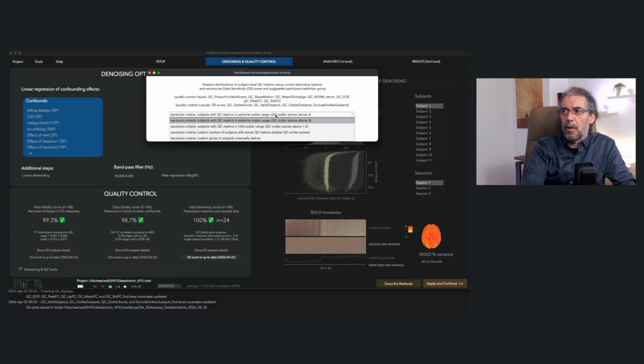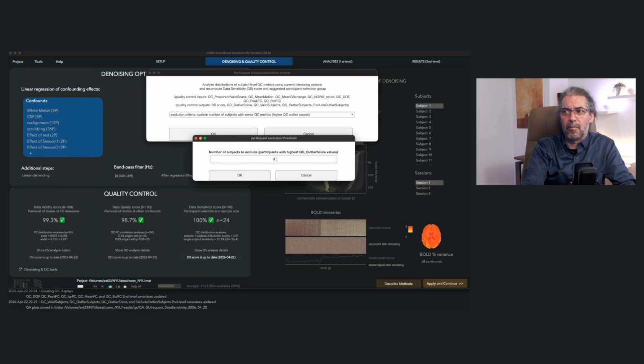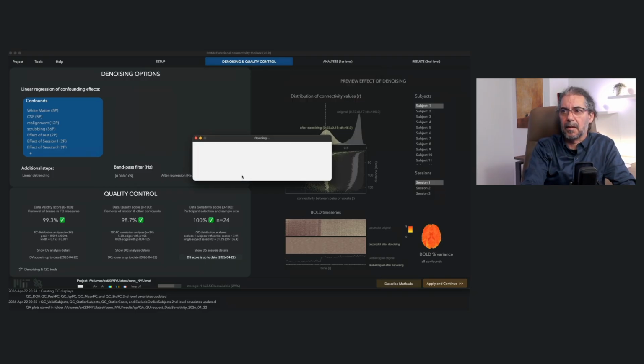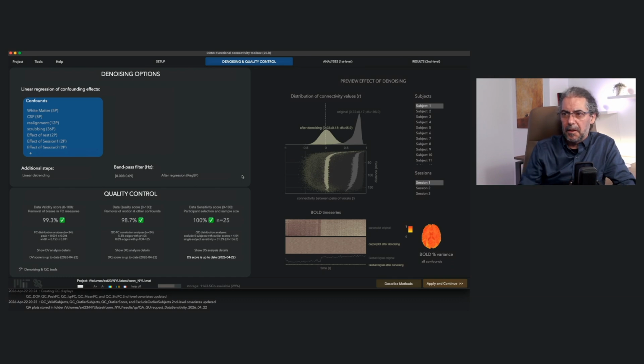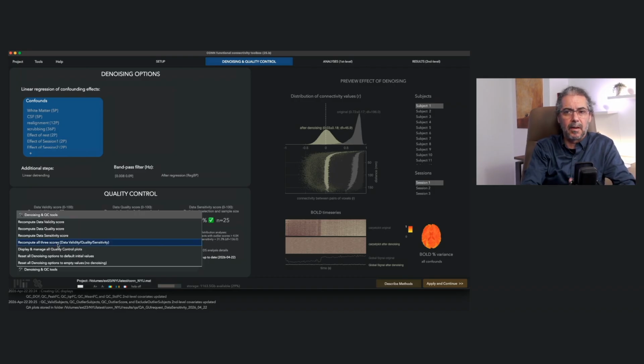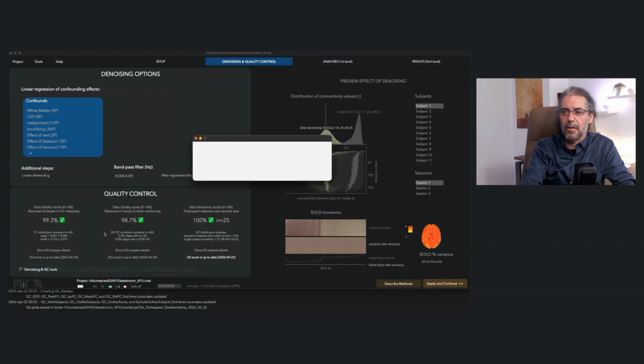But now we would change the options to specify that we want to say exactly how many subjects we want to remove. Exactly, we want to remove 0 subjects. That is what we are saying here. So now Conn is going to recompute data sensitivity score, keeping all 25 subjects and letting us know how that changed. And of course, that didn't change much. Data sensitivity itself is still very high, close to 100%. Let's now recompute both data quality score and data validity score using these new settings. We can do that, again, clicking on the Denoising and Quality Control Tools menu and selecting recompute all 3 scores.